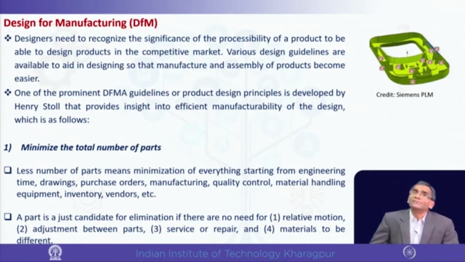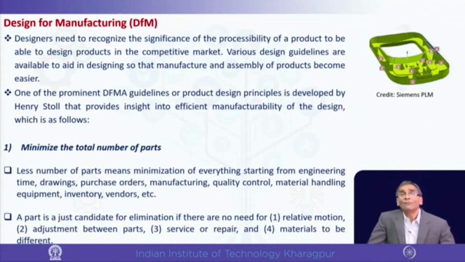As I have already said, minimize the total number of parts, because a smaller number of parts reduces many things: inventory, inspection, procurement, processing, equipment, machinery, everything. I have already discussed the next 4 points, how a part can be eliminated if it does not fulfill those already stated criteria, such as relative motion and so on, which is written here. So, part count can be reduced based on that.